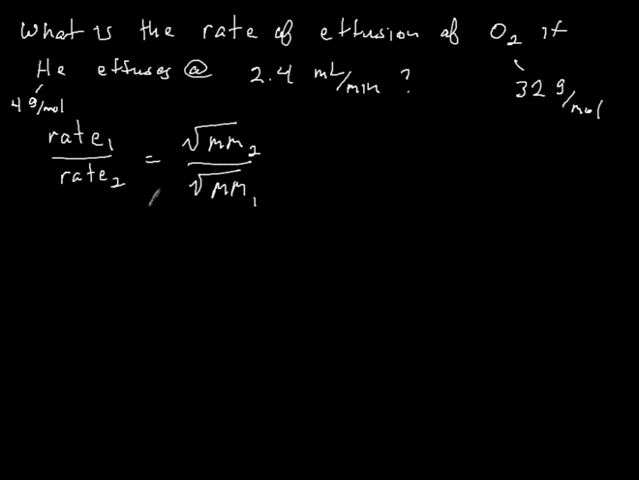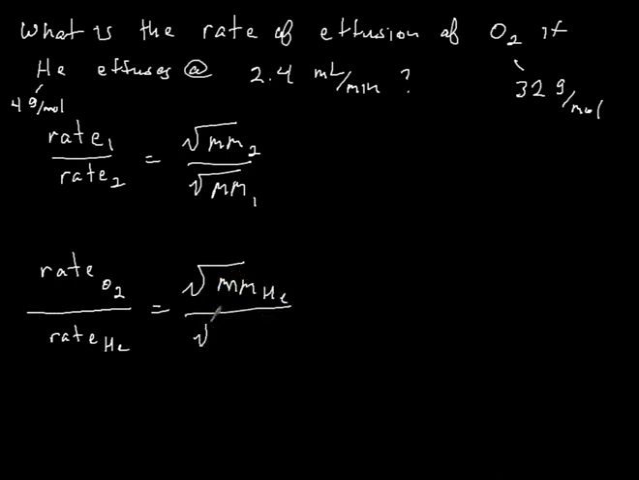Now where do you plug them in? It doesn't really matter which one you make rate 1, which one you make rate 2. However, I would make the one I'm looking for rate 1, since it is a numerator, and we'll just multiply the rate 2 across to solve out. So if we make rate 1 what we're looking for, which is what is the rate of oxygen, then it's going to be rate of oxygen over the rate of helium equals the square root of the molar mass of helium divided by the square root of the molar mass of oxygen.